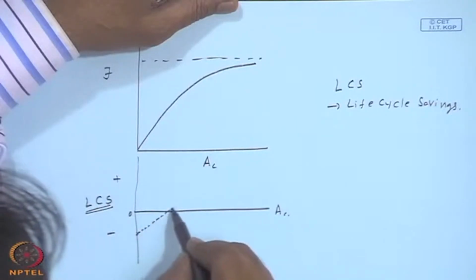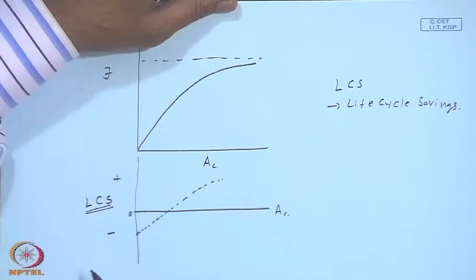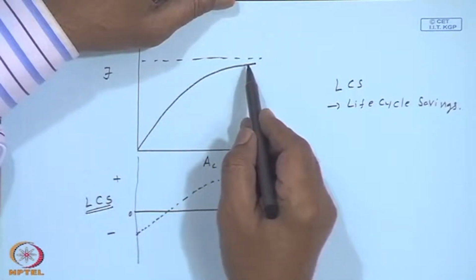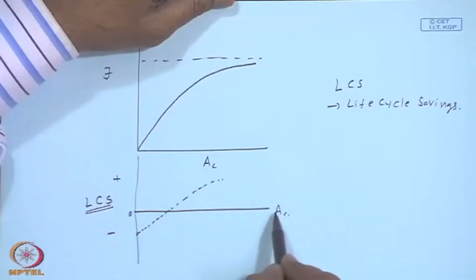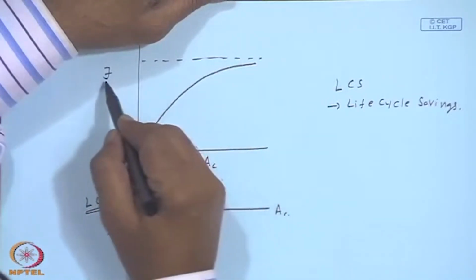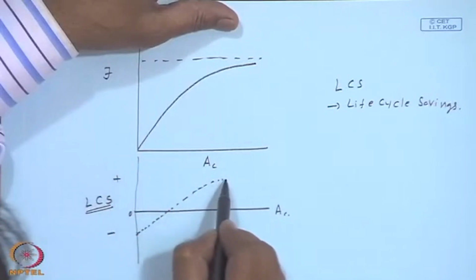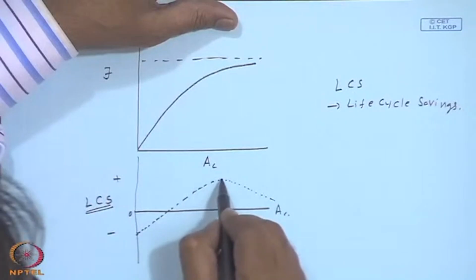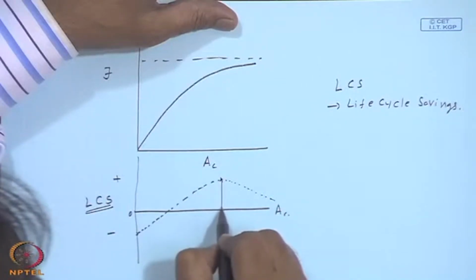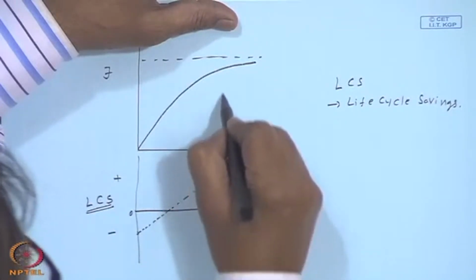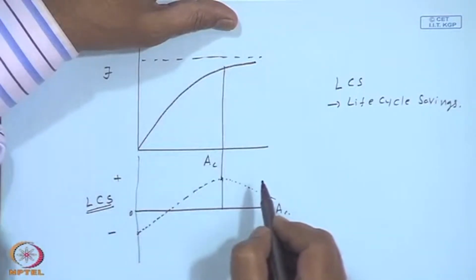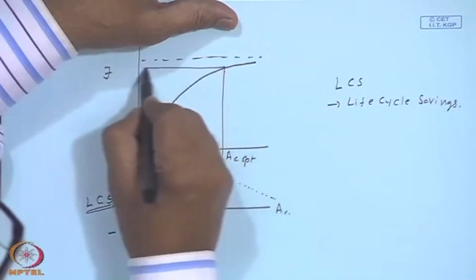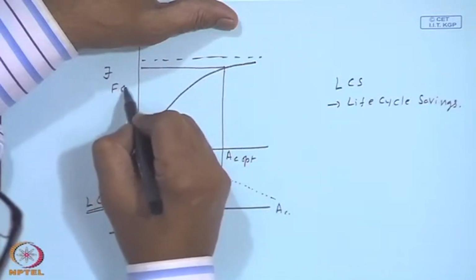So, as this area increases, this life cycle savings increase. Now, as the slope d squared F by d AC squared is negative, in other words, incremental areas are not resulting in proportional increase in the solar load fraction, my life cycle savings start dropping. So, this may be the point where I have maximum savings. So, this is my AC optimum and this may be F OPT.